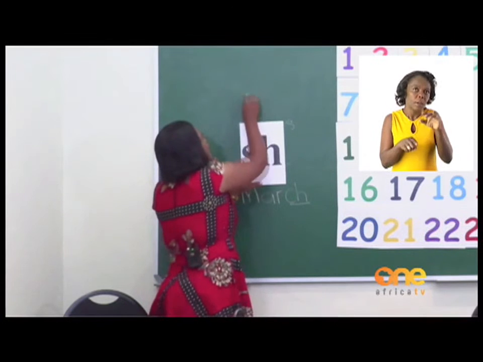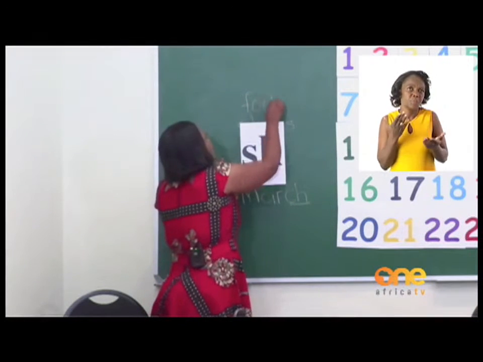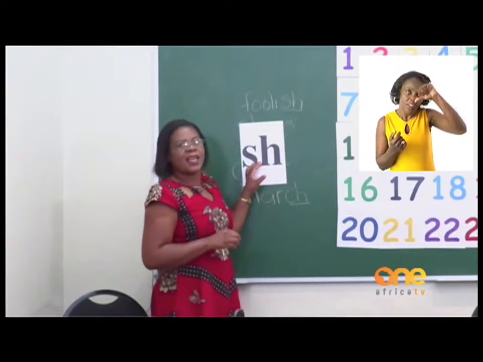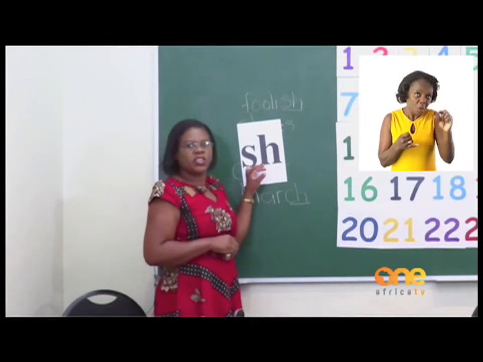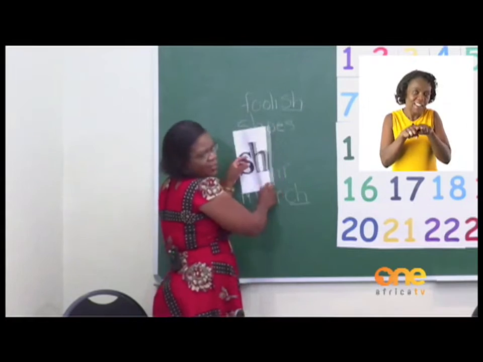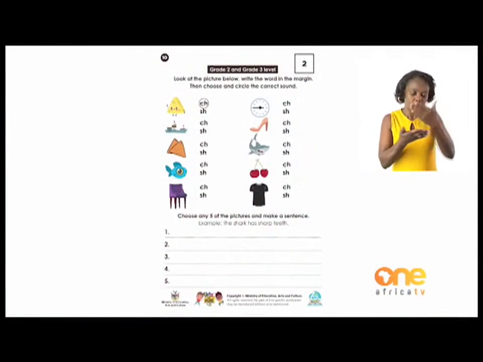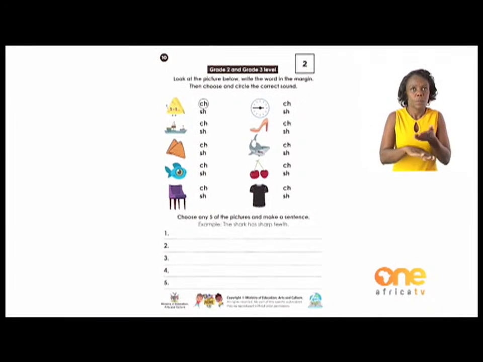Maybe I'm saying foolish. It's at the end of the word. It's still a sh. All right, so let's go to page 10 together and see the examples that we are given there. Let's do together that exercise.